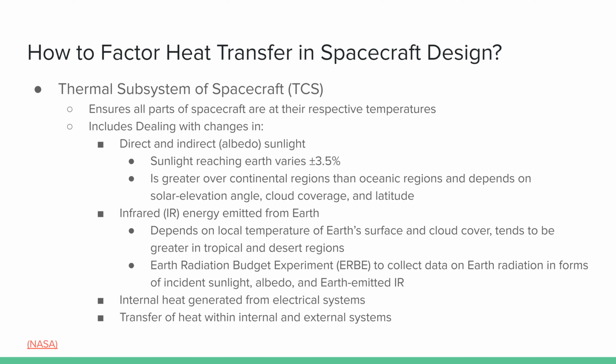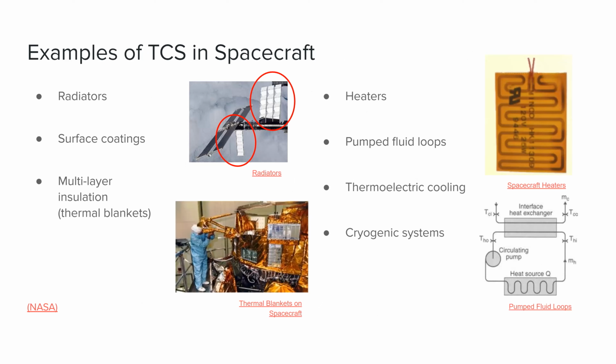Heat transfer is a big factor in spacecraft design, most easily seen represented in TCS, or the thermal subsystem of the spacecraft. This subsystem directly deals with temperature control of spacecraft, factoring in the changes in direct and albedo sunlight, IR energy emitted from Earth, and the internal heat regulated from the spacecraft. Some physical representations of this subsystem include, but are not limited to, the radiators, the thermal blankets seen on spacecraft, spacecraft heaters, and pumped fluid loops.